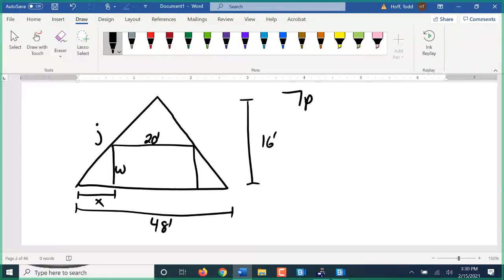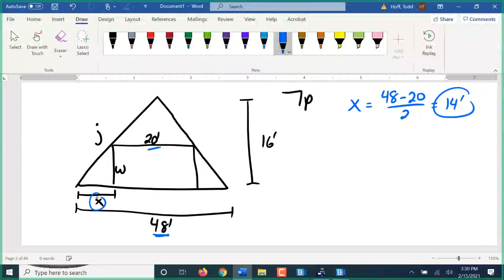Probably the easiest to find right now is x. How would I find x? I think it's 48 minus the 20, and divide by 2. So what is that, 14 feet? X is 14 feet.